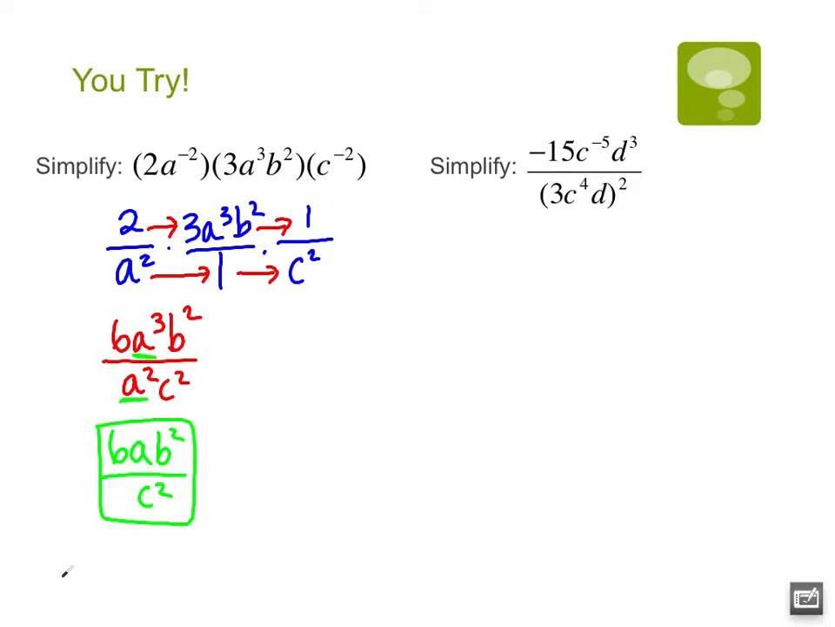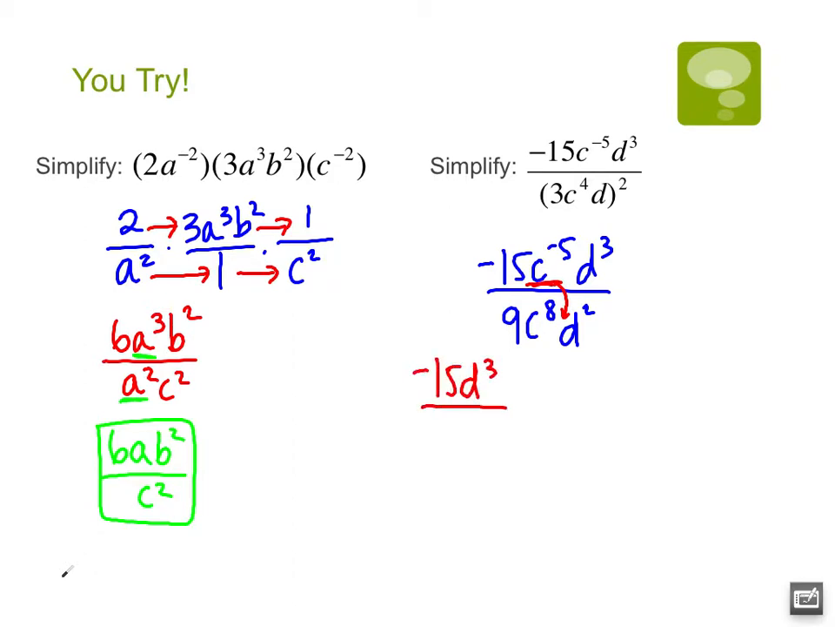That's the final answer. Second example, first thing I want to do is distribute that 2. So this becomes negative 15, c to the negative 5th, d to the third, all over 9, c to the 8th, d squared. I want to get rid of this negative exponent by moving it to the denominator. That becomes c to the 13th when I combine those c's.